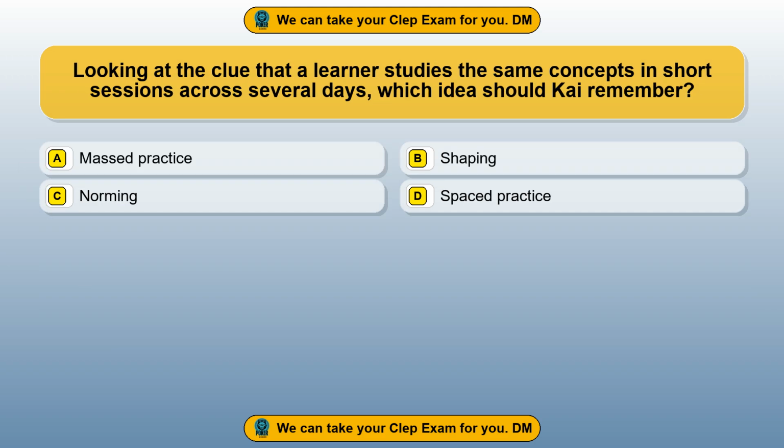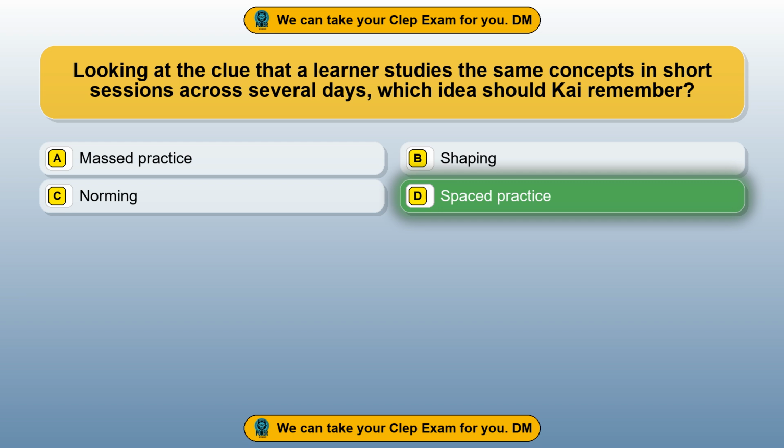Question 38. Looking at the clue that a learner studies the same concepts in short sessions across several days, which idea should Kai remember? Option A, massed practice. Option B, shaping. Option C, norming. Option D, spaced practice. The correct answer is option D, spaced practice.